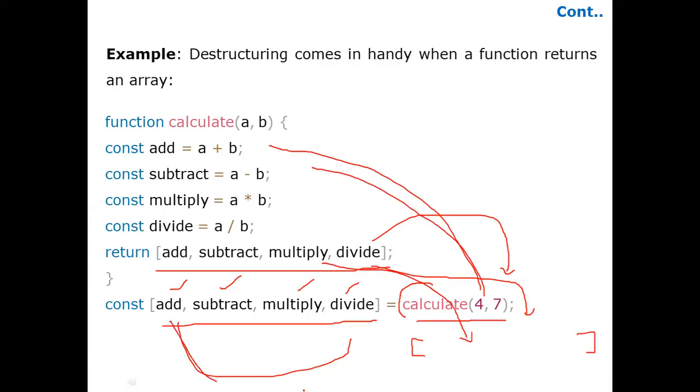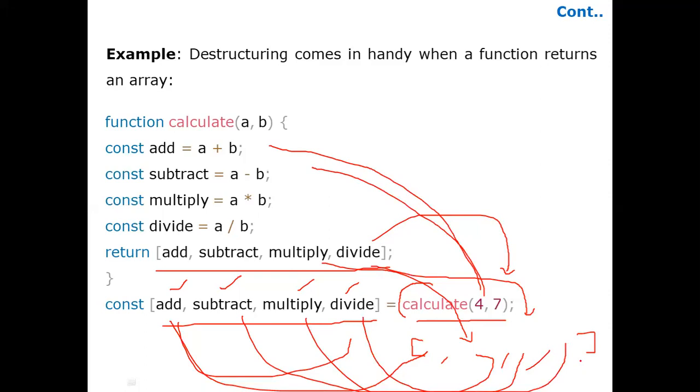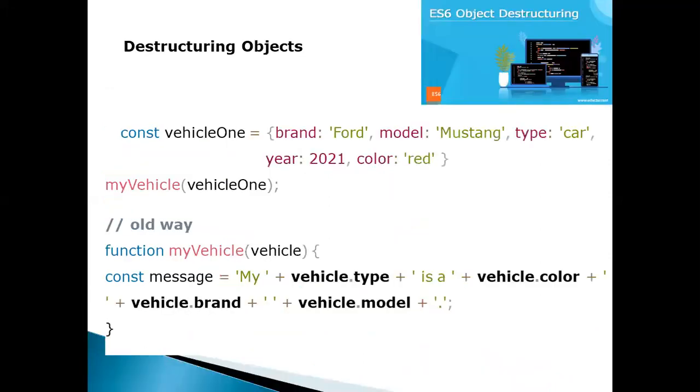So the add goes to this add, comma. The subtract goes to the subtract, comma. The multiply goes to multiply, and div goes to div. Divide goes to divide. So like this, it will be mapping the destructuring over there. Clear? Now coming to destructuring objects.